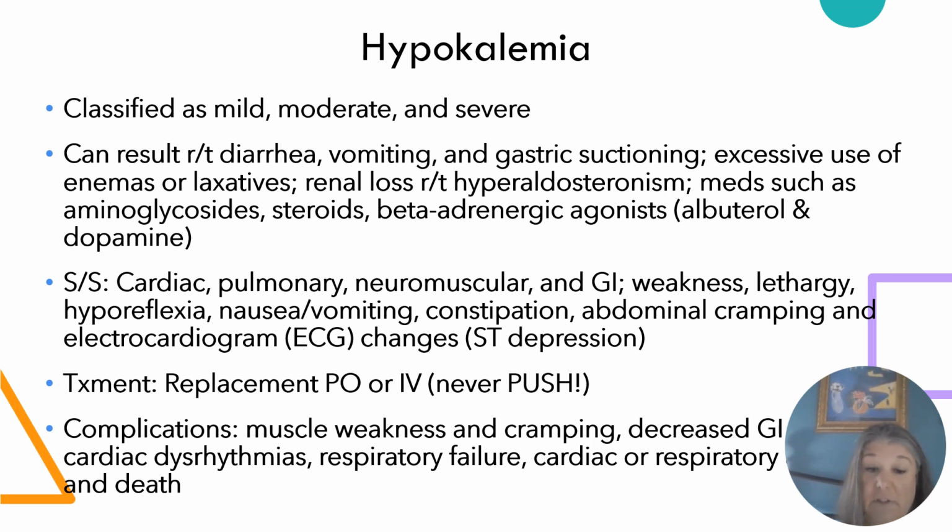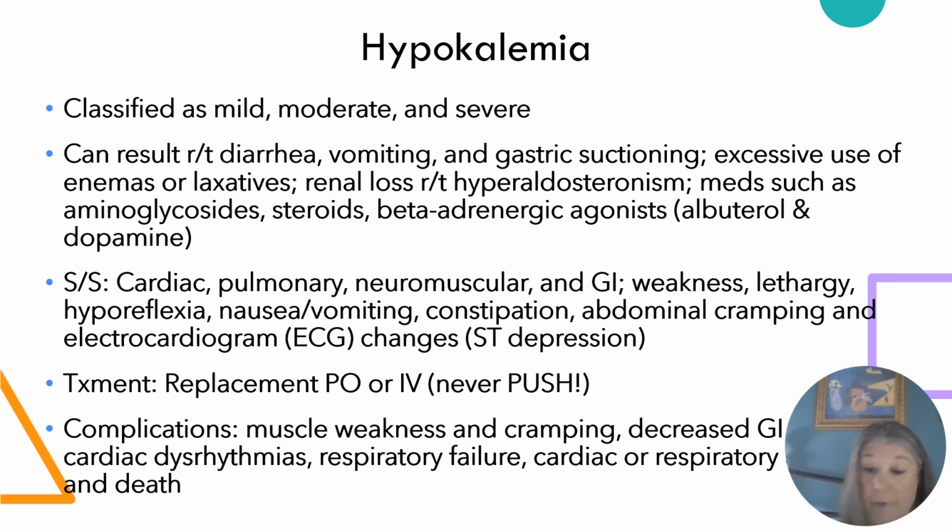Signs and symptoms can be related to constipation. Nausea, vomiting, abdominal cramping can be a sign or symptom. And we can see an EKG change with, in particular, ST depression. All right. Replacement, we're going to give PO or IV.